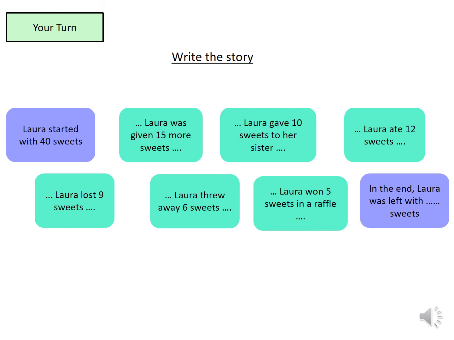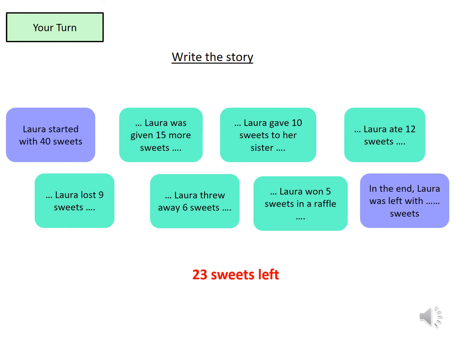Okay, so we should have done that by now. Now, Laura started with 40 sweets, she was given 15 more sweets, so that's adding 15. Laura gave 10 sweets to her sister. The keyword here is gave, so that would make it a subtract. Laura ate 12 sweets, again, that's subtract. Laura lost 9 sweets, again subtract. Laura threw away 6 sweets, and finally Laura won 5 sweets in a raffle, which is adding. So how many sweets was Laura left with at the end? The answer that we should have got was 23 sweets. Well done for those of you who got that right.